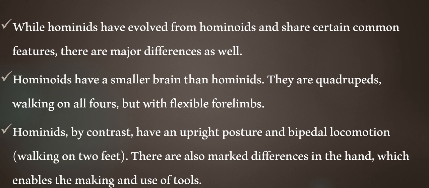Hominoids have some special characteristic features, which are quadrupeds. What does it mean? These walk on all four legs and also have flexible forelimbs. And when it comes to the size of the brain, it is smaller when compared to the hominids. Hominids are bipedal locomotion creatures, which means those who walk on 2 feet, and the posture is also different. Hominids have upright posture, and the size of the brain when compared to the hominoids is a bit bigger.